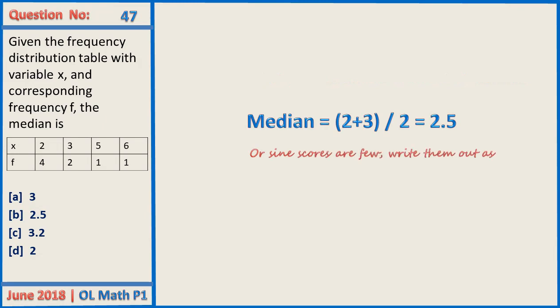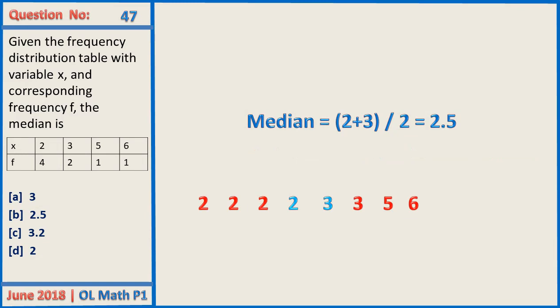Or since the scores are few, we can write them out as shown. This will better explain it. So you have 2 occurring 4 times, 3 twice, 5 once, and 6 once. The median occurs between the 2 and 3 as shown on screen, the yellow bar. So at the boundaries, you have 2 and 3. So the median will be the average of these 2. That is 2 plus 3 divided by 2, giving us 2.5. The key is B.